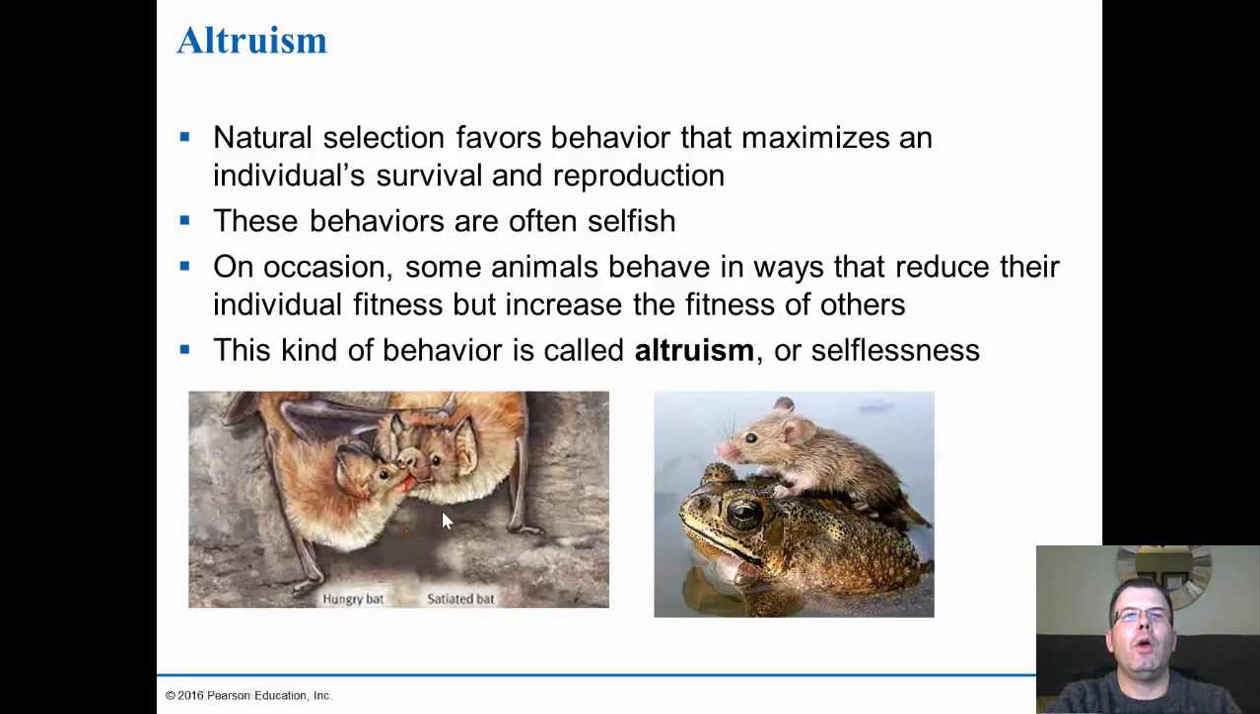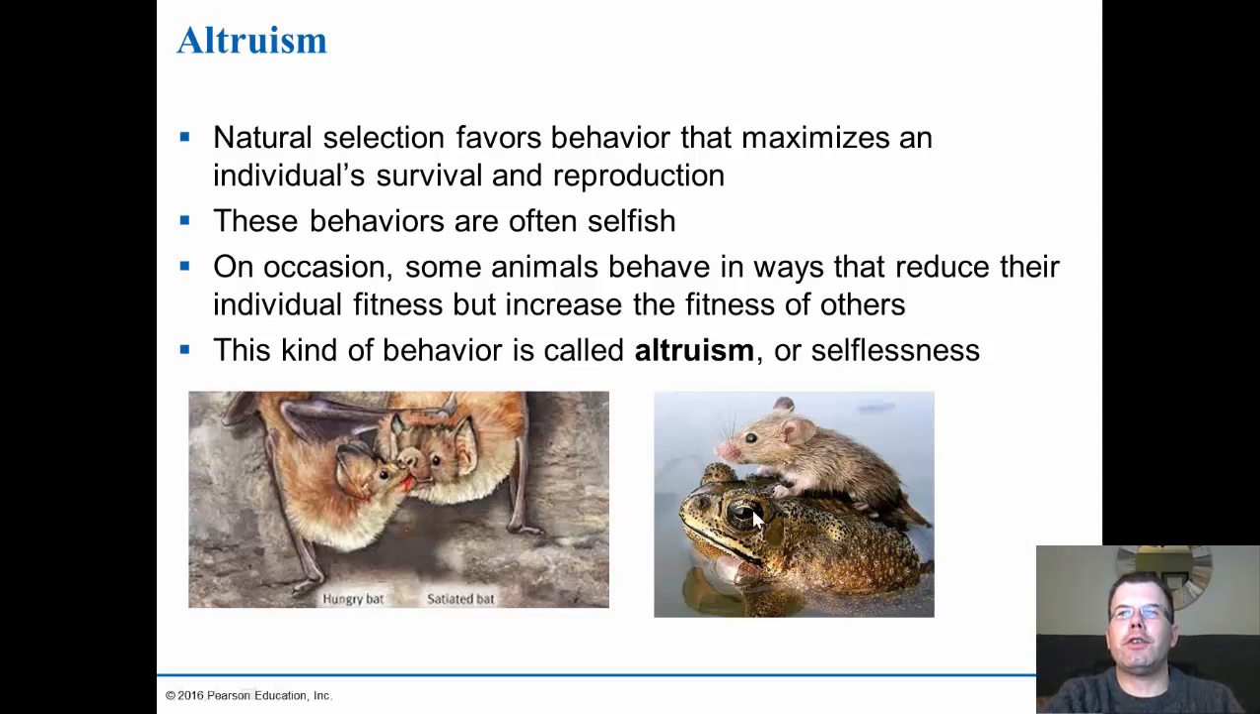An example would be a hungry bat that isn't able to get food being given food by one that has plenty. These are vampire bats, so they pass blood to one another, from one that has eaten very well to one that is very hungry. That would be an example of altruism. Natural selection would say this guy would die because he can't find food, and this guy would survive because he gets all the food. But in this case, altruism wins out, where this guy says, I've got plenty of food, I'm going to pass it on to my buddy who's starving here, and that will benefit us both.